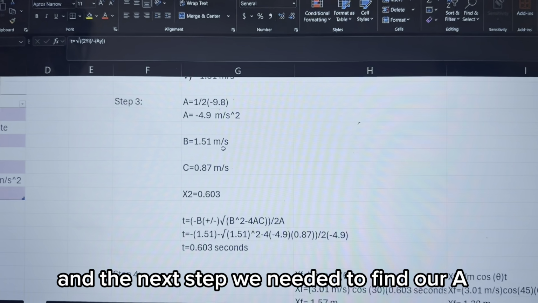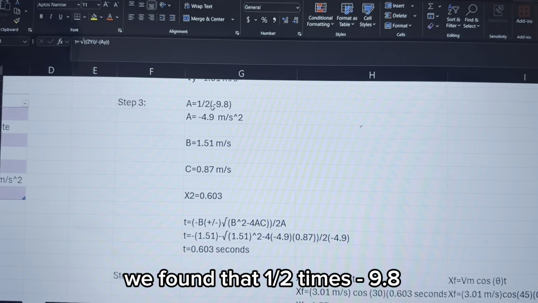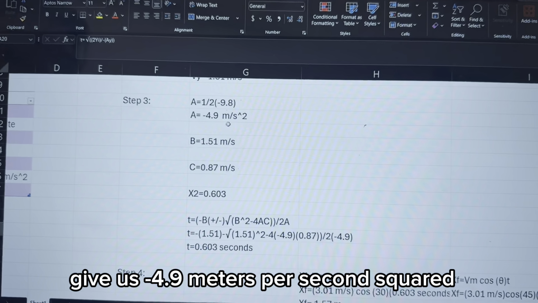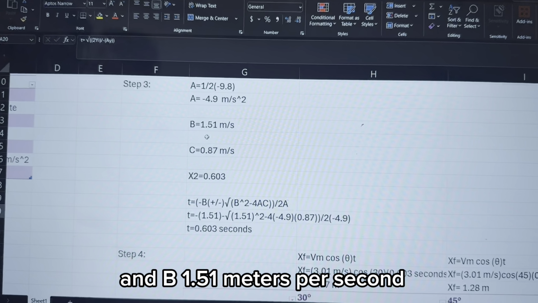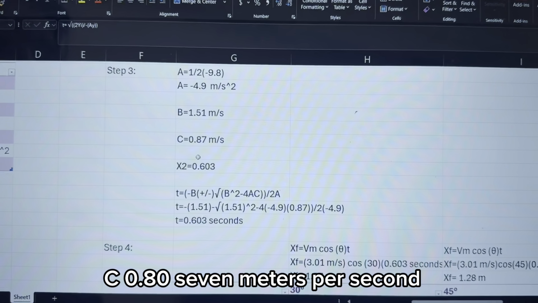And the next step, we needed to find our A, B, and C, which is our theoretical time, and with that we found that 1/2 times negative 9.8 gave us A equal to negative 4.9 meters per second squared, B is 1.51 meters per second, and C is 0.87 meters.